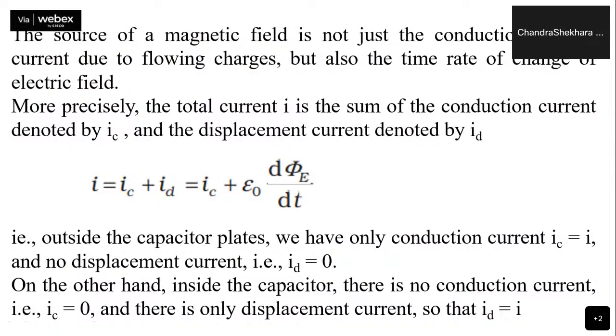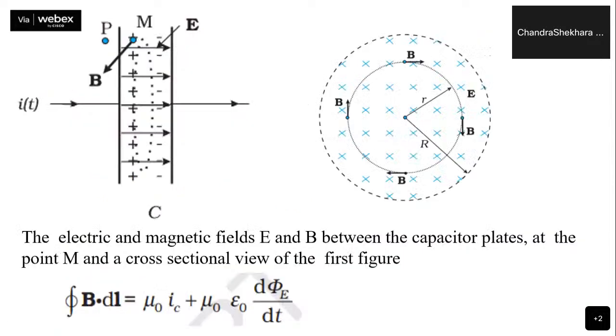Outside, the displacement current is not present. ID is 0. Similarly, inside the capacitor, there is no conduction current. IC is 0. There is only the displacement current ID. Effectively, we have both, that is IC plus ID. Either side, some part is present inside, some part is present outside.